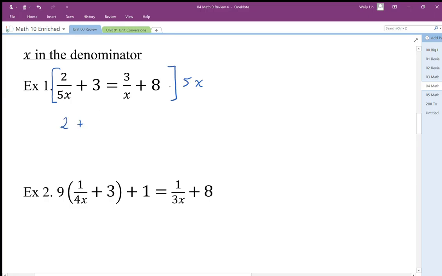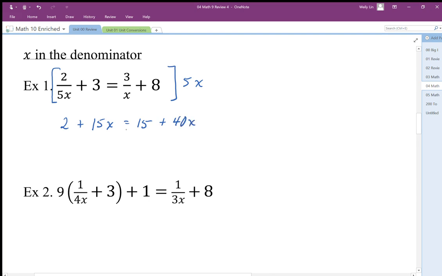Here nothing cancels, so I have to multiply the 3 with 5x. Here the divide x and times x cancel, so I'm just left with a times by 5, so I end up with 15. And here I'm going to end up with times by 8, so I end up with 40x.